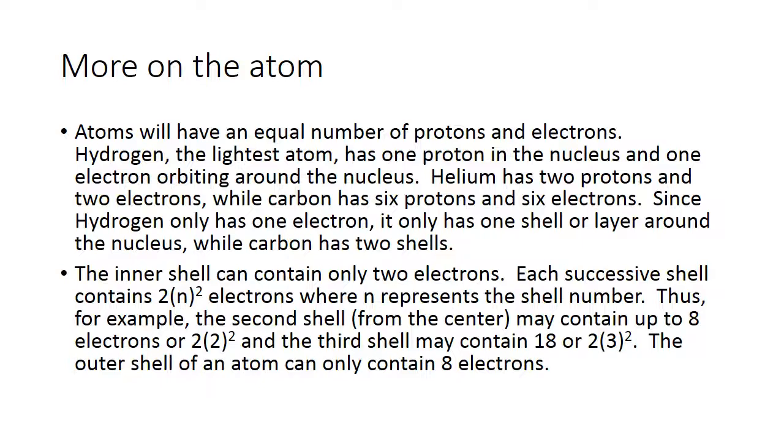Now you want to keep in mind that the outer shell, or the valence shell, the shell that contains what are called valence electrons, regardless of what number it is, if it's the last shell that contains electrons, it can only hold up to 8. So the outer shell of an atom always holds 8 electrons. That's important for the study of electricity.